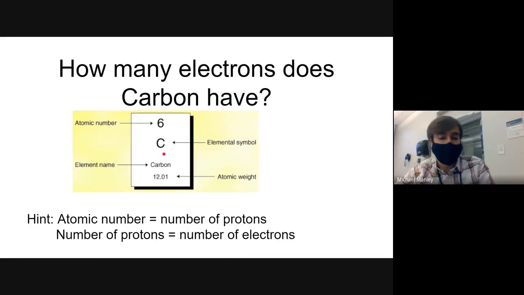Carbon over here is another fairly small atom. Carbon has an atomic number of 6. So carbon has 6 protons and 6 electrons.